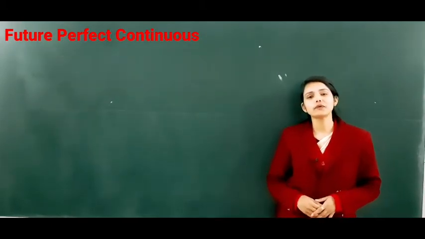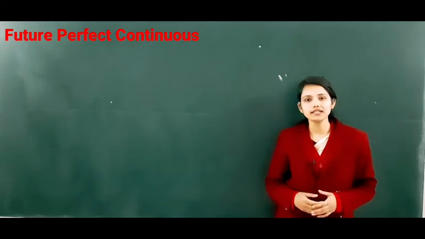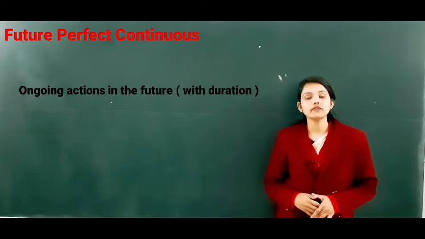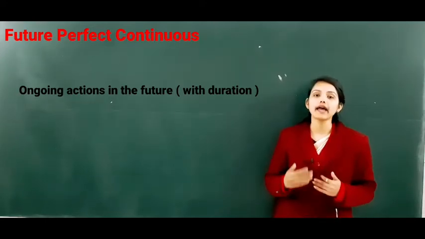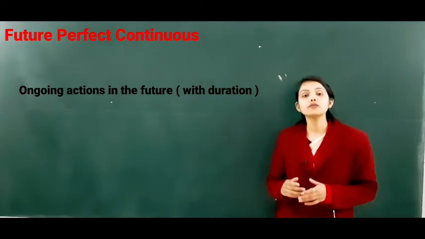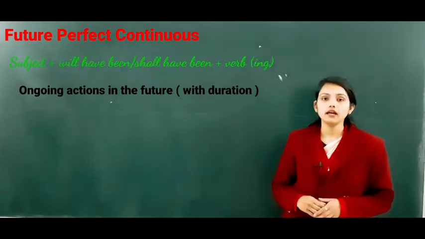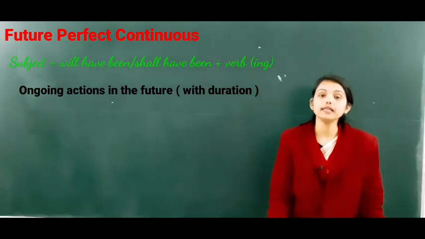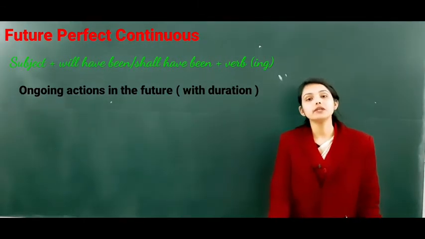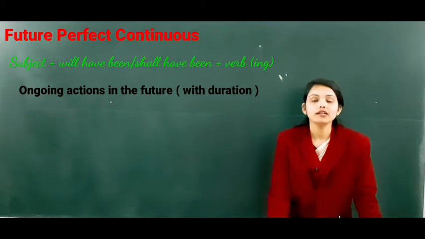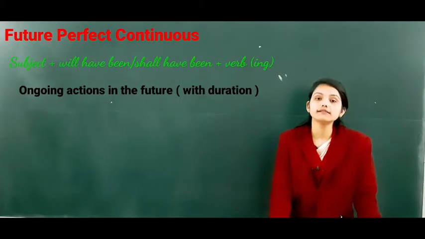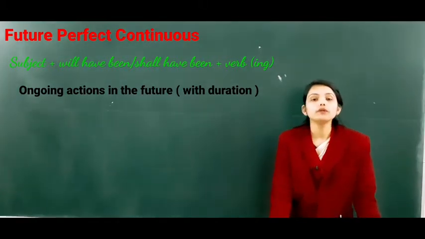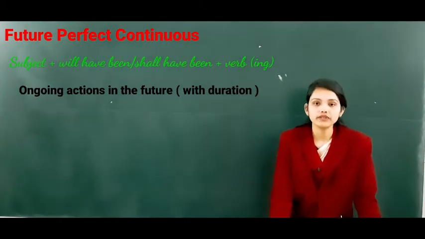What is the rule of future perfect continuous tense and when do we use it? It's very simple. Have a look. We use future perfect continuous tense when we are talking about ongoing actions in the future, but when the duration is also mentioned. And the rule for it is subject plus will have been plus verb. Here we will use the ing form with the verb. So the rule for it is subject plus will have been or shall have been plus verb. With the verb we will use the ing form, okay?